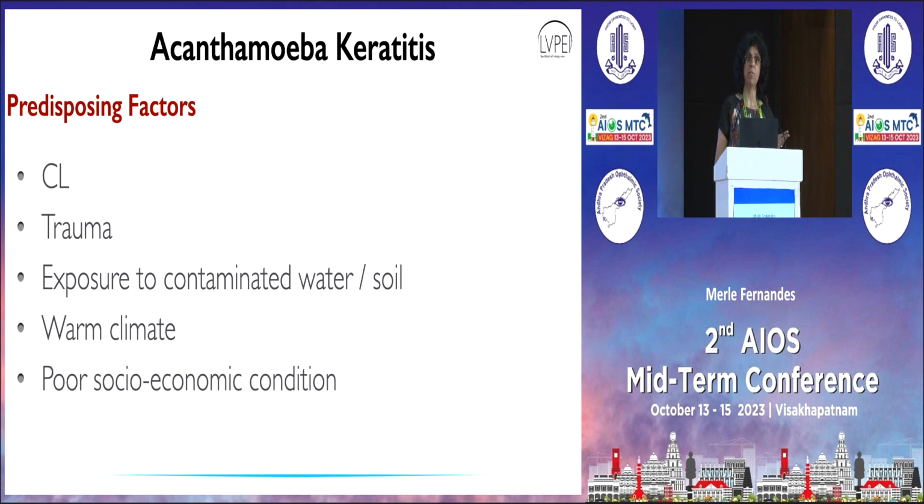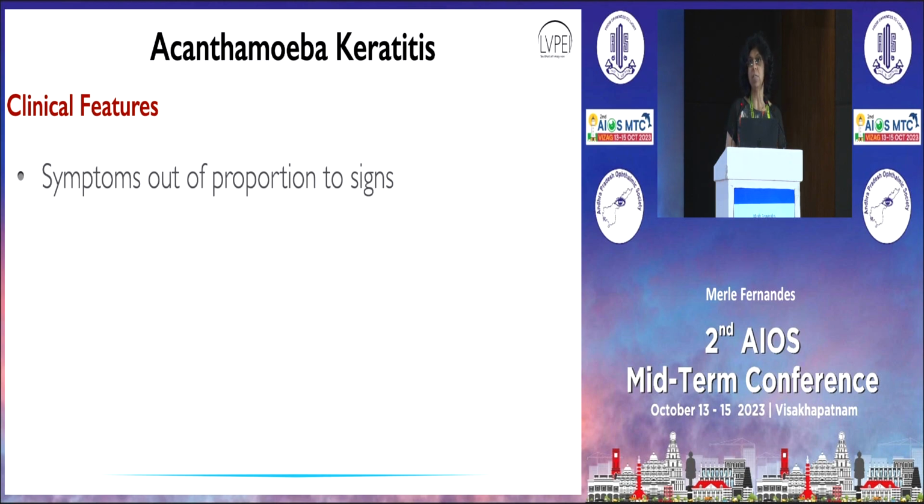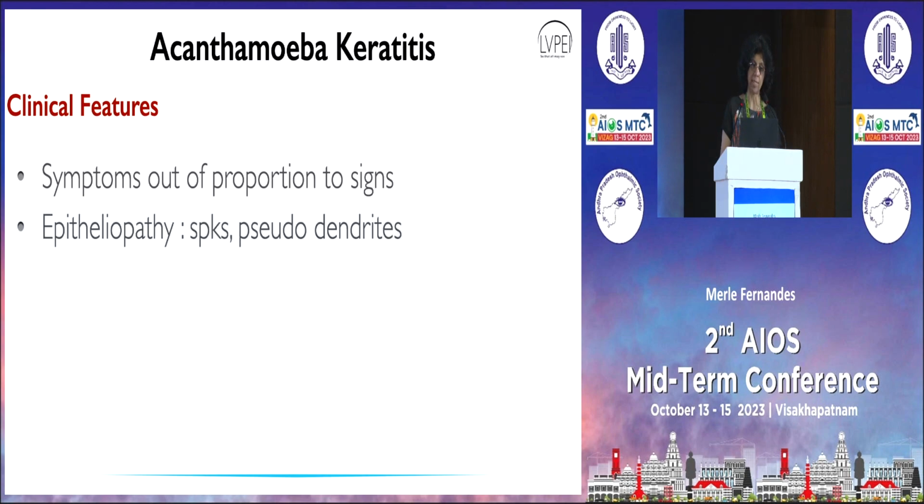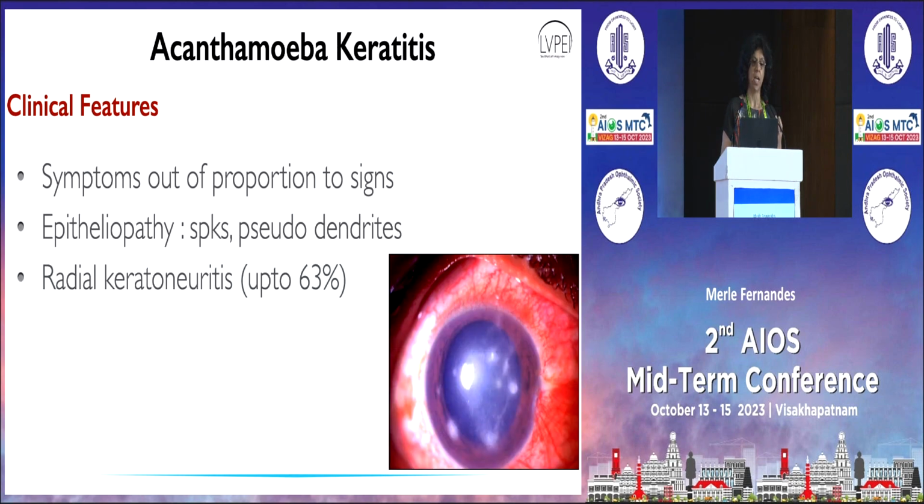And also there's an effect with the socioeconomic condition as well. There have been episodes also occurring after surgery, like post-RK, PRK, or laser refractive surgery. So characteristically, there'll be symptoms out of proportion to signs. They have an epitheliopathy. You see these SPKs and pseudodendrites. About 60-something percent have got radial keratoneuritis, where you have inflammation along the nerves, and you can see that in this picture here. And they tend to have a ring infiltrate.